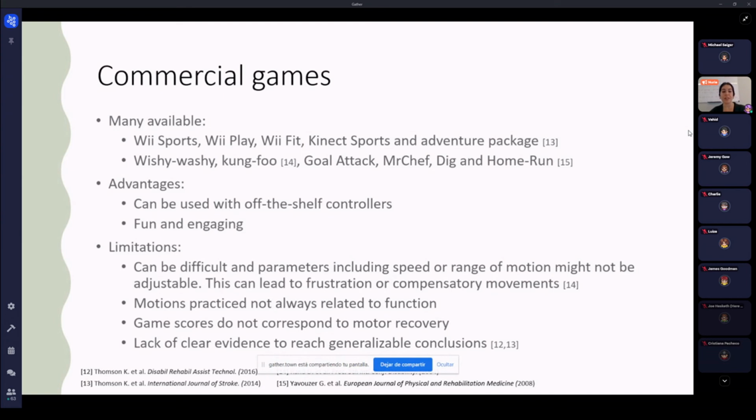A third issue is that the game scores do not necessarily correspond to motor recovery. So being able to achieve 3 stars out of 4 does not necessarily match being able to flex your wrist by 15 degrees more, which is what the therapist would be actually tracking. And there has been reported a lack of clear evidence to reach generalizable conclusions, so still research is required.